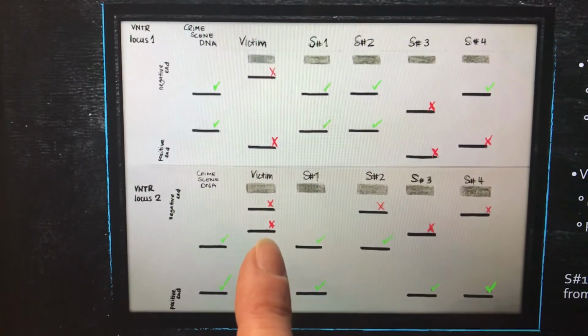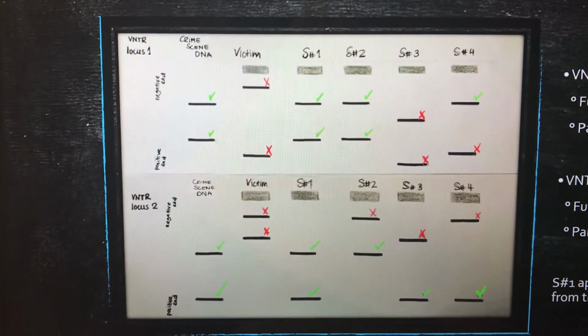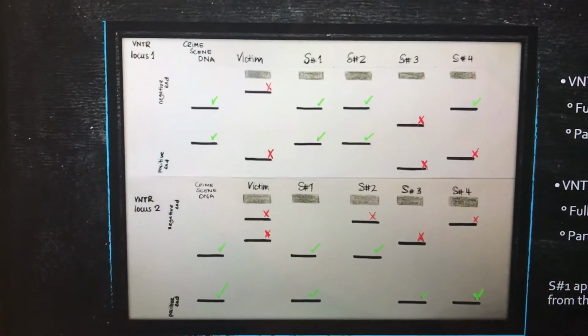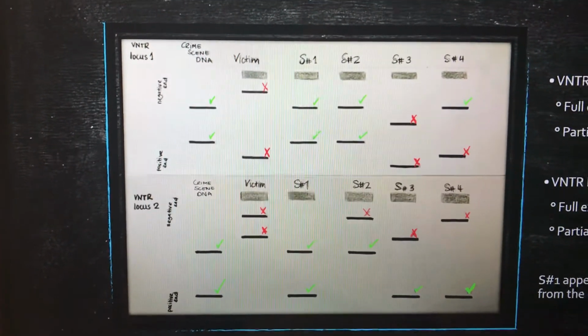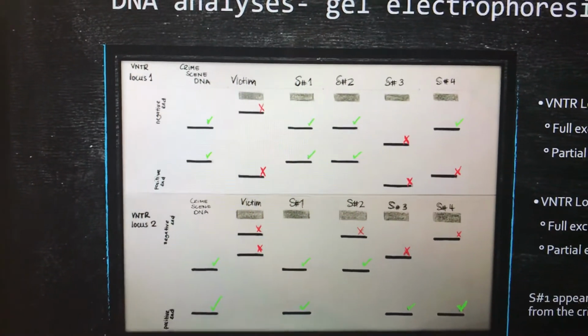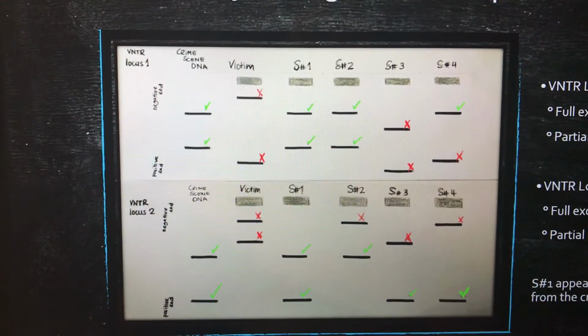On the second loci, our DNA completely matches only with subject 1, partial to 2, 3, and 4, and completely excluding the victim. Now, in order to have a subject, we cannot have a partial match. It must be a complete match on both loci. So based on these gel electrophoresis plates, we can conclude that subject 1 is the person of interest.